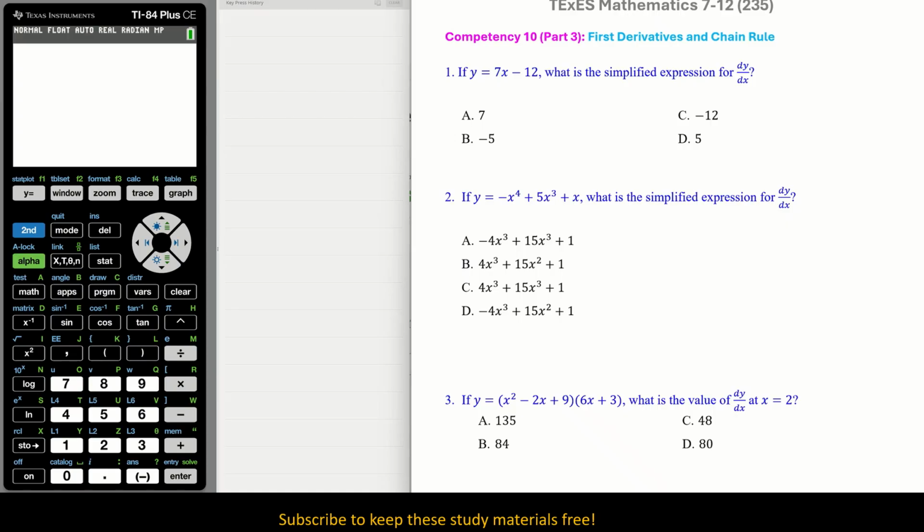Number 1. If y equals 7x minus 12, what is the simplified expression for the first derivative? As you probably already know, that is the notation for the first derivative. Okay, so what happens here? Well, the negative 12 becomes 0, and then using the chain rule, we simply have 7, okay? So that will be option A.